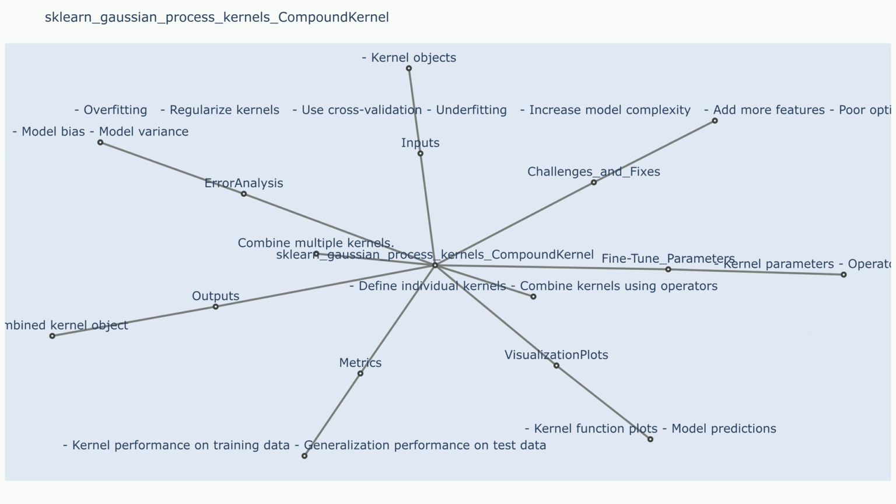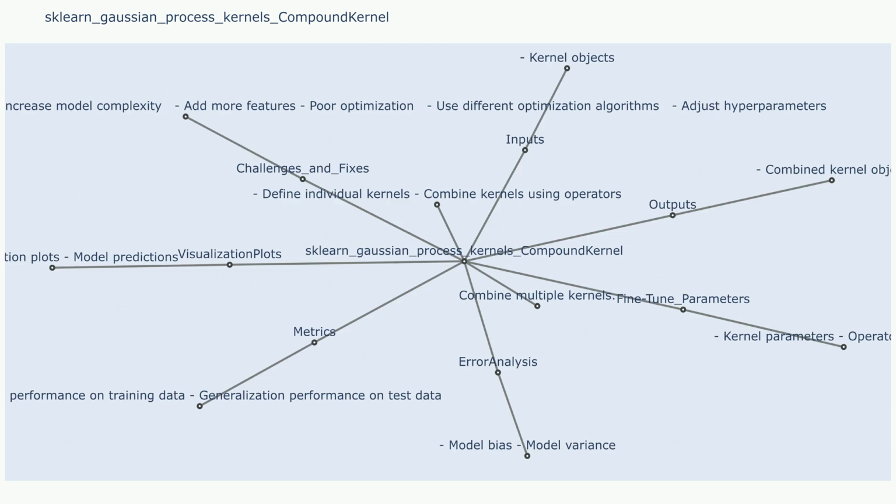Fine-tune parameters. Kernel weights. You can adjust the weights of individual kernels in the compound kernel to fine-tune the model's behavior. Experiment with different weights to find the best balance between the different kernel contributions. Kernel parameters. Each individual kernel might have its own parameters, e.g., length scale for RBF kernel. You can tune these parameters to optimize the model's performance.